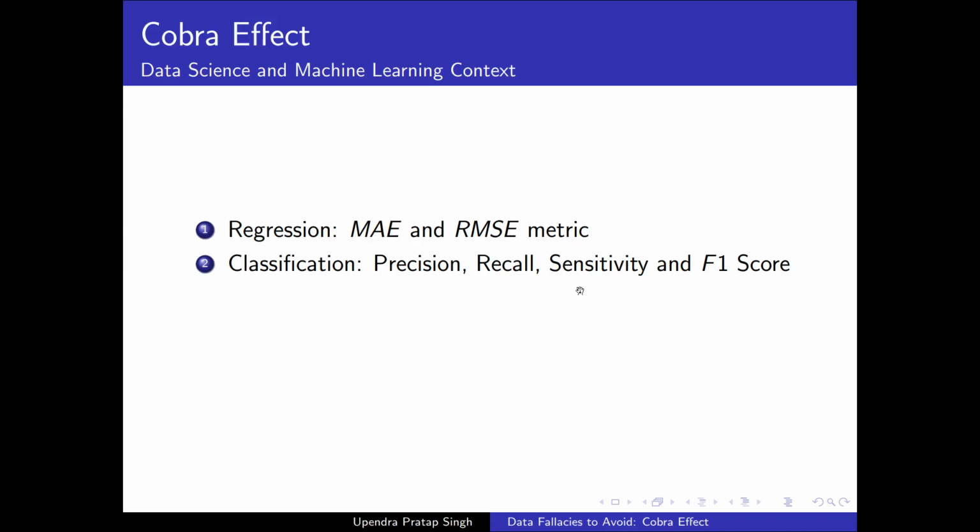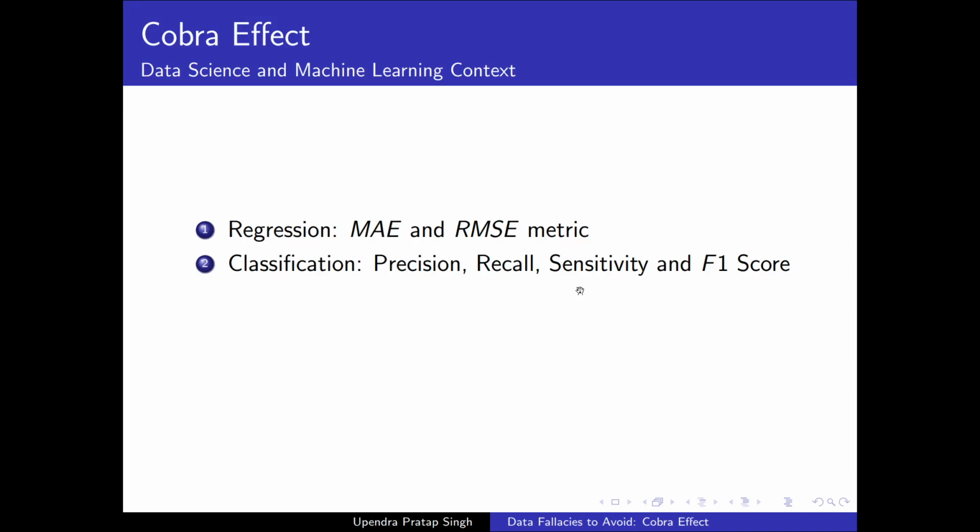But then it turns out to be a model that is overfit. So our initial objective was to reduce this MSE to get a better model, but eventually what we are getting is a model that is overfitting. So again, this is the case of Cobra effect in context to data science and machine learning.